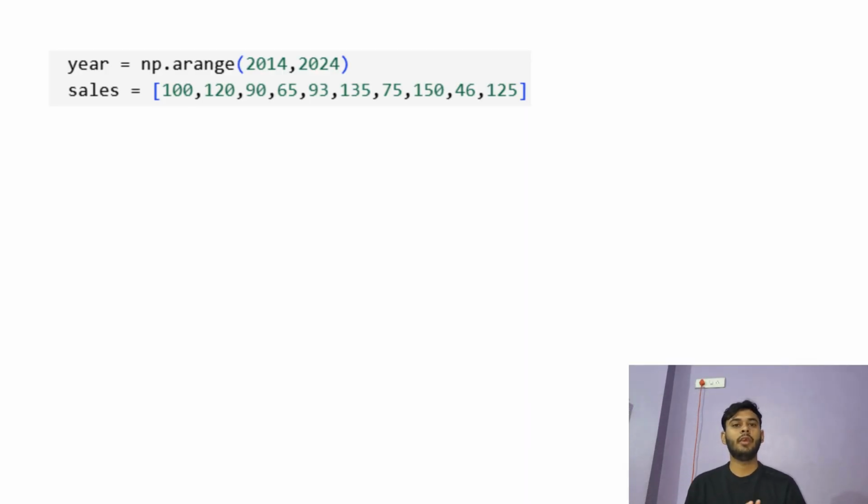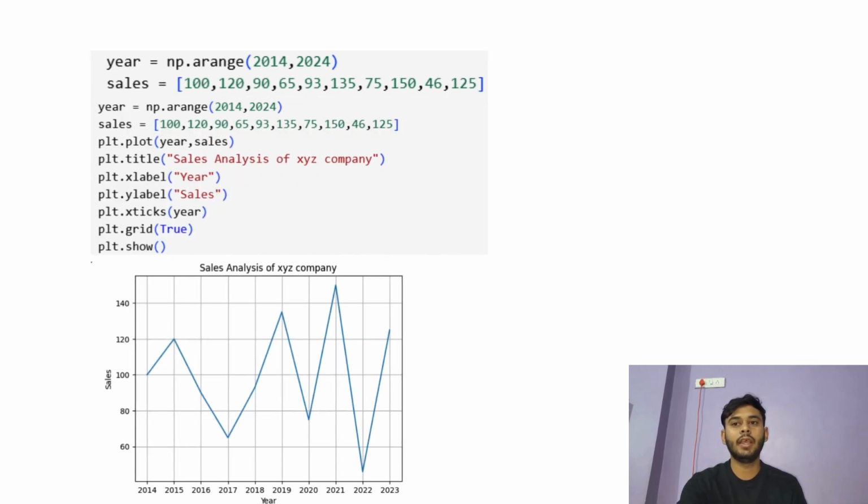As you can see, we have a variable of year, ranging from 2014 to 2024, and the next variable is sales, where we have the sales in each year. So let's plot this graph and see the insights. Looking at the data, in 2022 the sales of the company were minimum, and in 2021 the sales were maximum. The year is on the x-axis, and sales are on the y-axis. You can analyze any type of time variant data with a line chart.